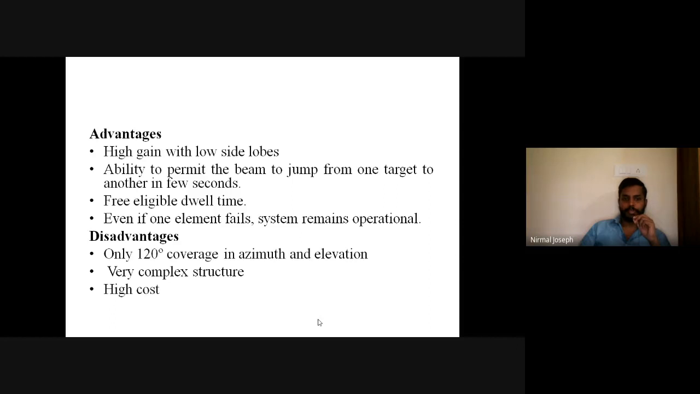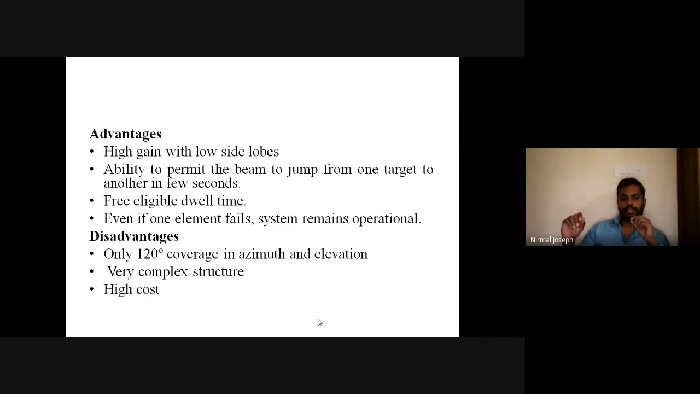Ability to permit the beam to jump from one target to another in a few seconds. This is due to the change. If we change the phases in a different pattern, the constructive interference will jump directly from one direction to another direction, so the beam also will jump accordingly.